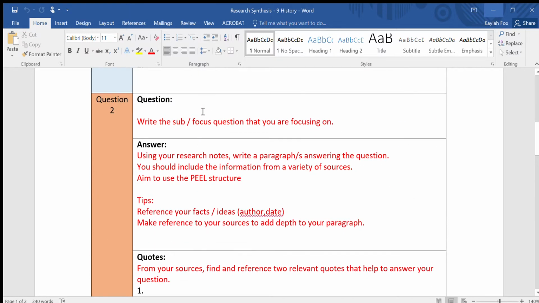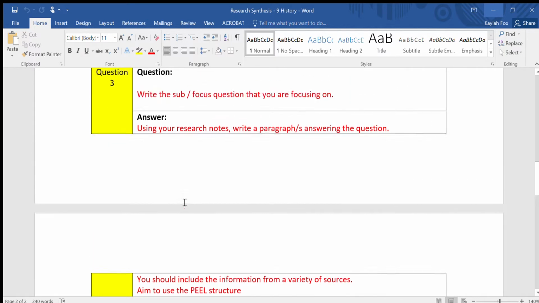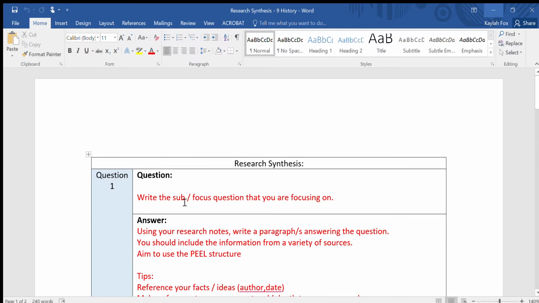You then repeat this for your 2nd and 3rd sub-question, and if you had a 4th sub-question, do the same. After that, your research synthesis is complete, and you can move on to your hypothesis justification.